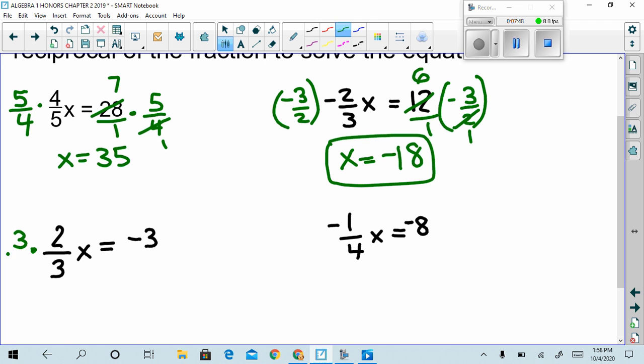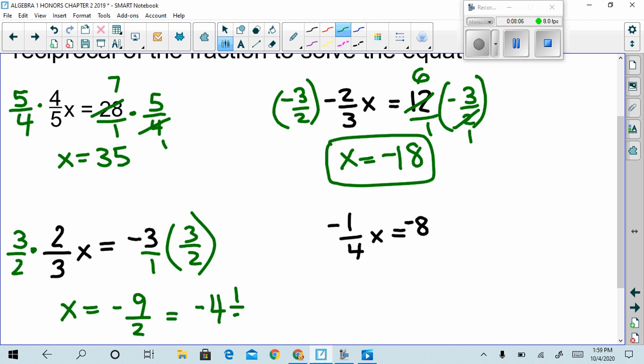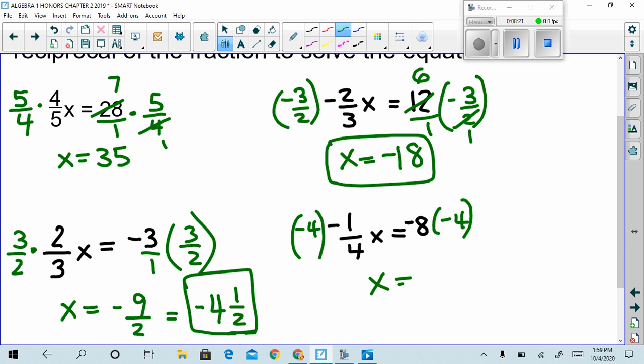Once again, to eliminate that fraction, let's multiply both sides by 3/2. Cancels on the left, isolating my variable. I get negative 9/2, which simplifies to a negative 4 1/2. Last problem. The reciprocal of a negative 1/4 would be negative 4. Let's multiply both sides by negative 4. X is now equal to a positive 32.